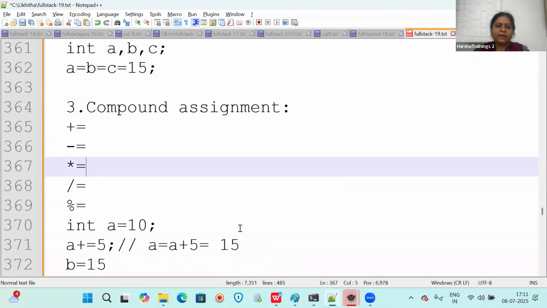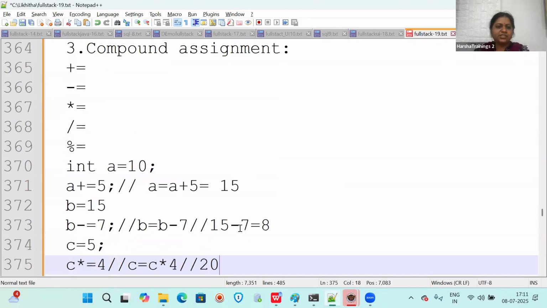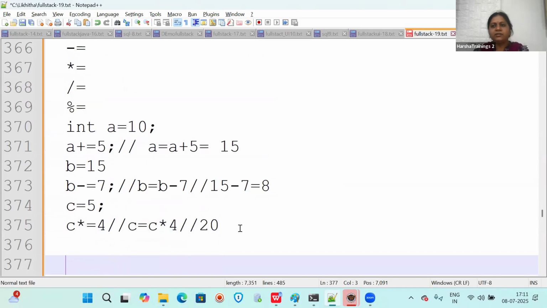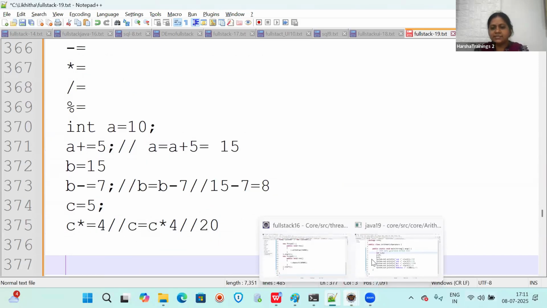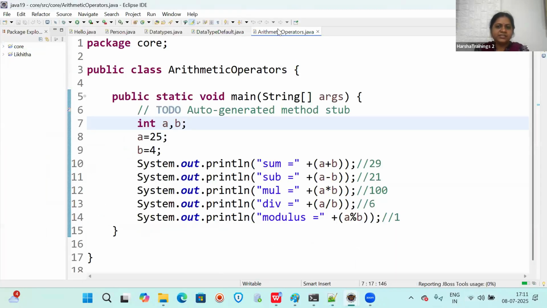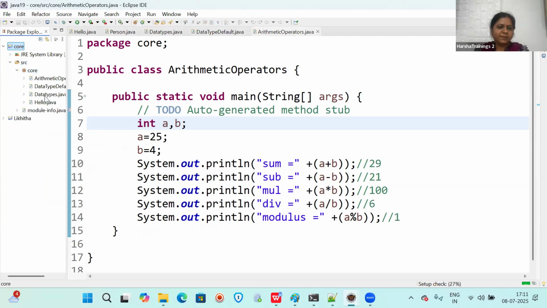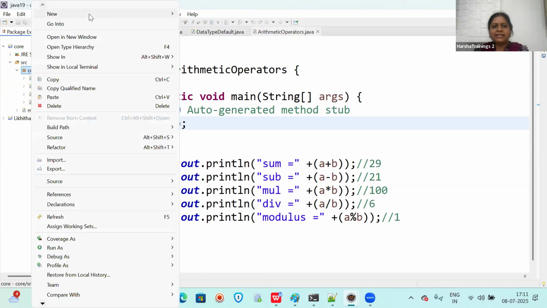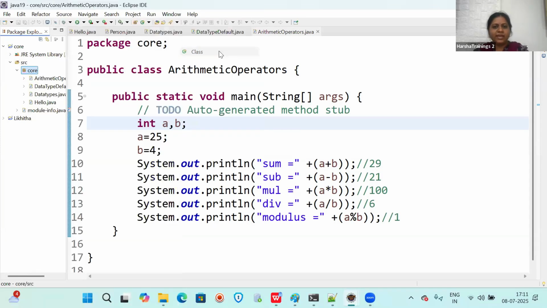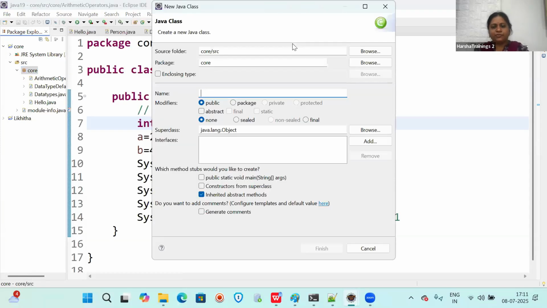Like plus equal to, minus equal to, multiplication, division, and then what? Modulus equal to. So let us write here. This is yesterday's example. Now I created it under core src under this package. Now I'm going to write new and then class.